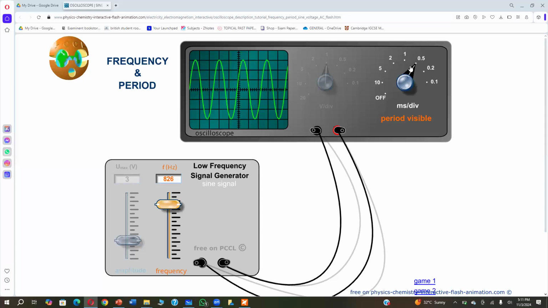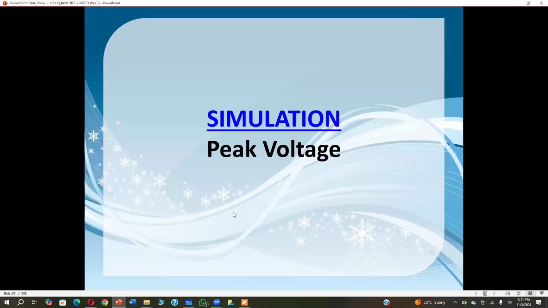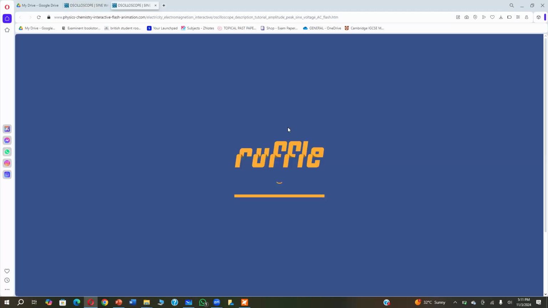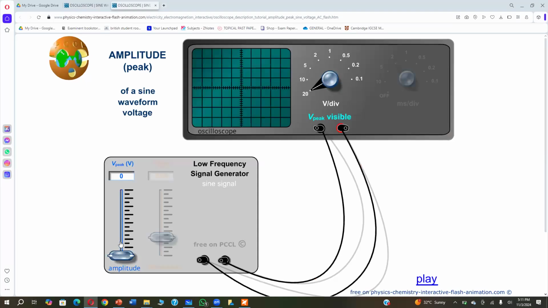Now this is the scale on time period. So time period and frequency go together. Now peak voltage. Voltage is always on the y-axis. Look at this, this is the voltage. Let me give some signal here. This is the signal. Look, a little graph is there.